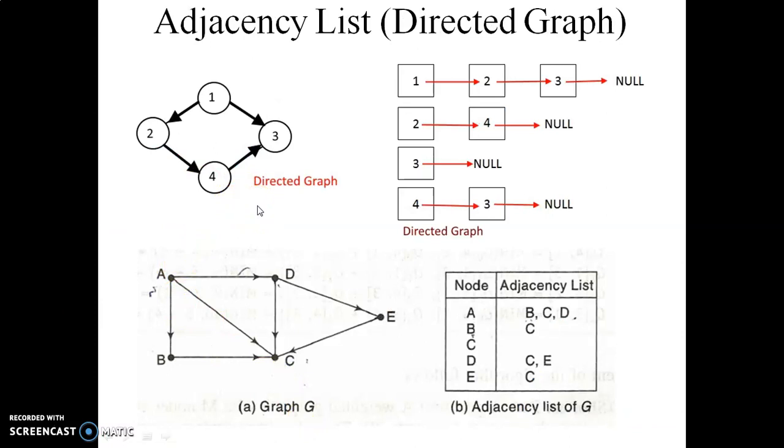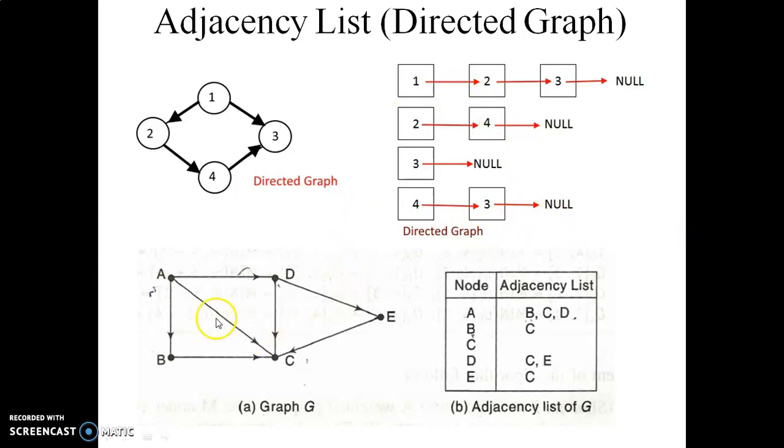This is the adjacency list for a directed graph, where you can see all these main vertices or nodes 1, 2, 3 and 4 are written here, and corresponding to each vertex we need to write which are the adjacent nodes. Now for this 1, 2 and 3 are the adjacent nodes, so we write it here as 2 and 3. And next there are no nodes, so we write it as a null value. So this is how we obtain the adjacency list for a directed graph and an undirected graph.